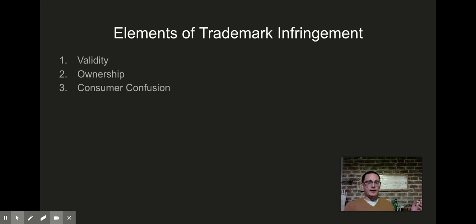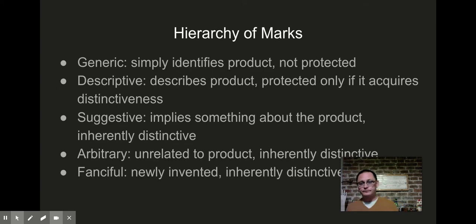As we pointed out in our last class, you have to prove that a trademark is actually valid. So it's actually communicating information about source to consumers. You have to prove that you're the owner of the mark. And then finally, you have to prove that there's actual consumer confusion or risk of consumer confusion based on the accused mark in order to make out a claim for trademark infringement.